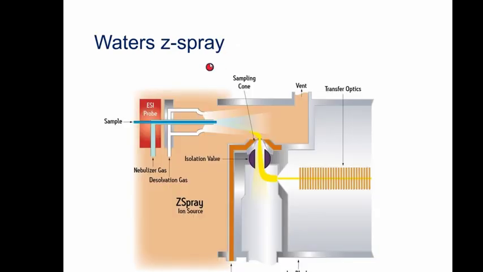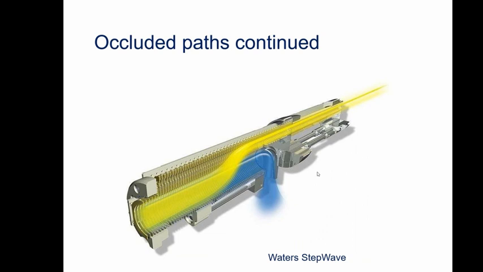In other instruments, we've got the Waters Z-spray system. You see these two cones at angles to each other, causing the ions to pass through a sinuous path into the instrument. And then there's an additional thing. If you look at these transfer optics in Waters instruments, this is known as a StepWave. So it's two ion guides that are connected to each other. Only ions can make this transition from the lower ion guide to the higher one into the instrument. Large molecules, as they're large droplets, pass straight on to the lower one and then get pumped away at the bottom here. So there's additional separation of ions from droplets in the Waters systems.